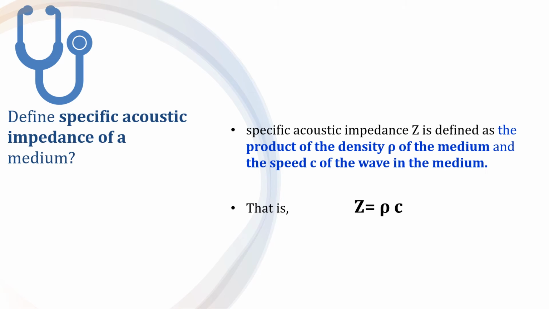Define specific acoustic impedance of a medium. Specific acoustic impedance is defined as the product of the density of the medium and the speed of the wave in the medium.